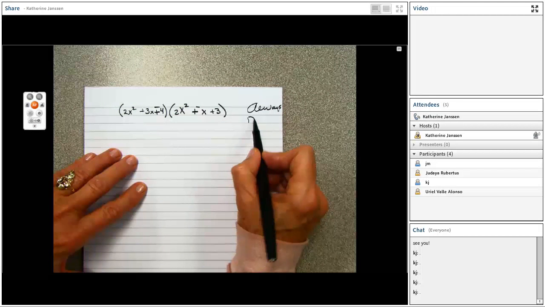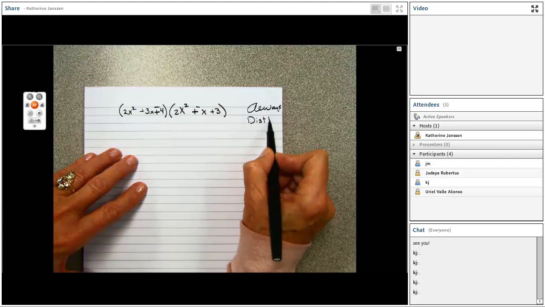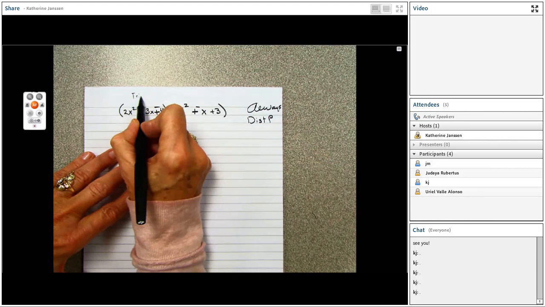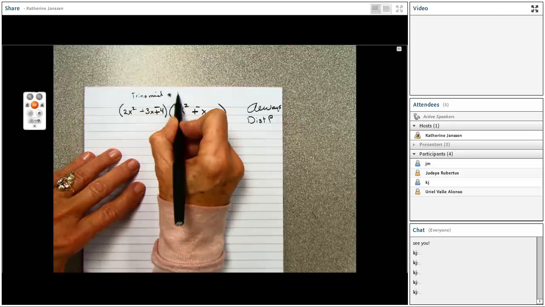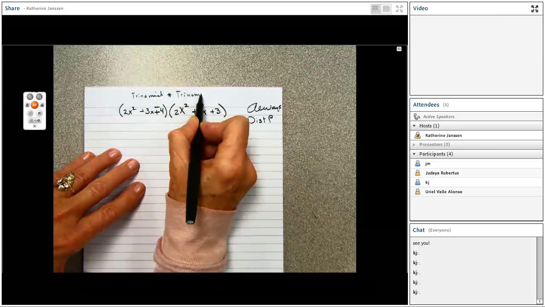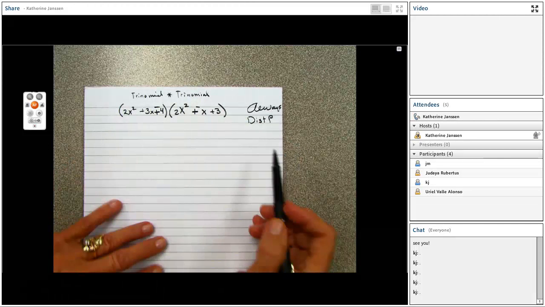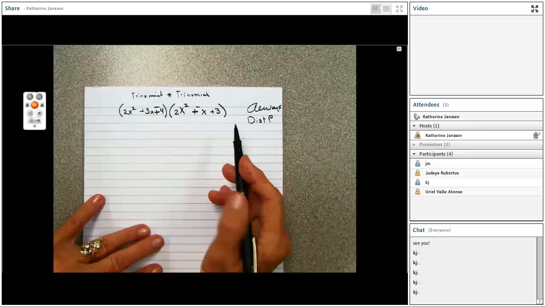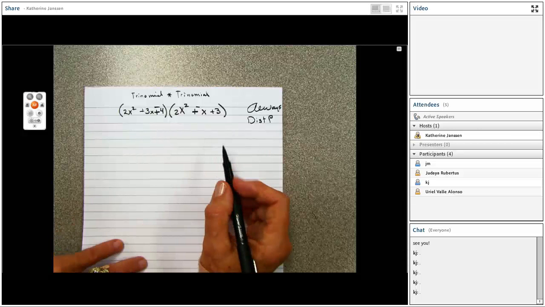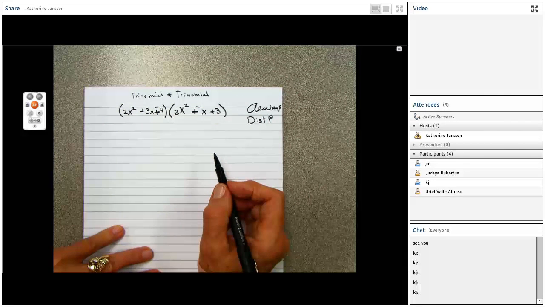This is distribution of a trinomial times a trinomial. So my plan is to distribute every term of the first trinomial times every term of the second trinomial, and then collect like terms.